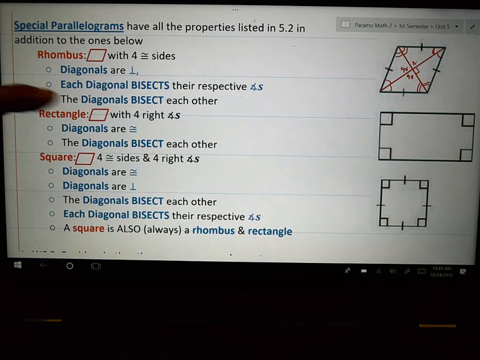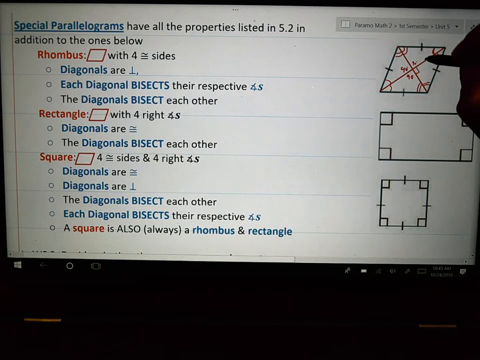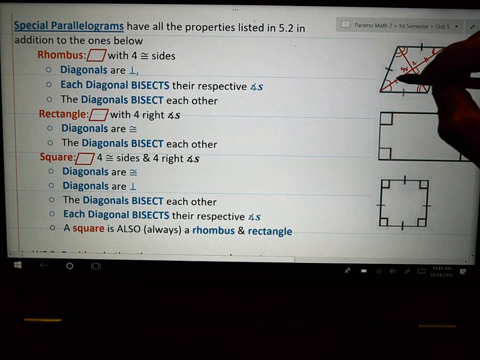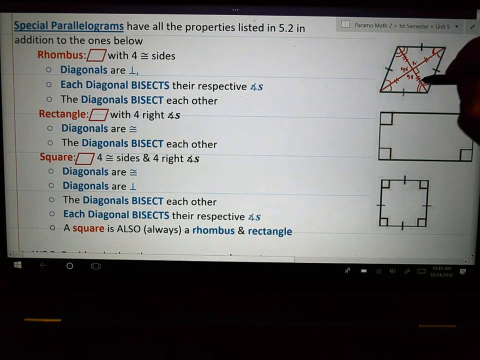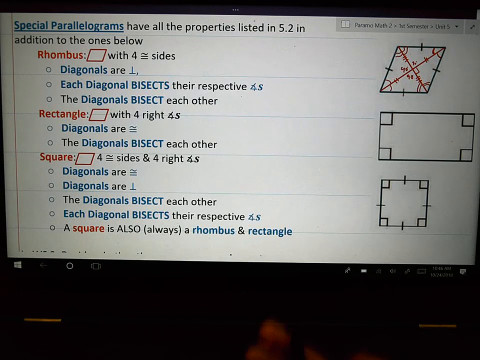Lastly, the diagonals bisect each other. This diagonal cuts that into two equal pieces. I can say these two are the same, and these are going to be the same as well. That's what's special about a rhombus. What's special about a rectangle?